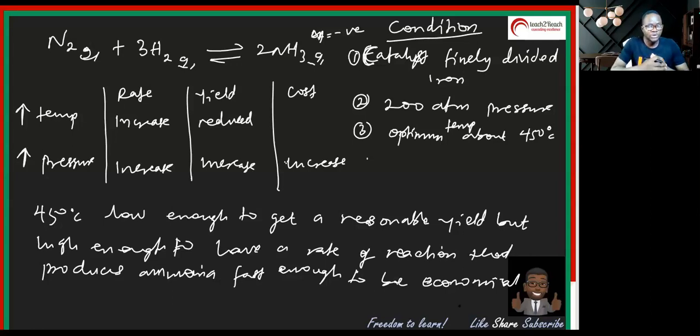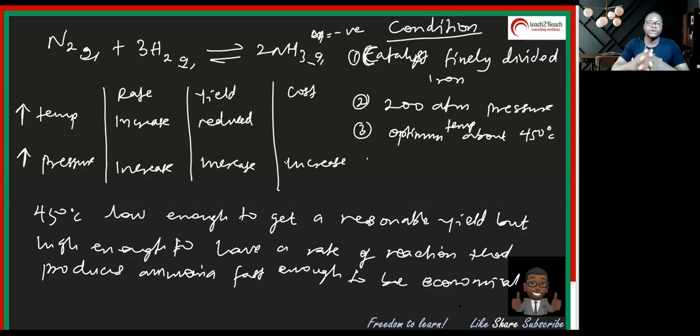So if you put everything together, you have a better understanding of how equilibrium is applied to industry. Looking at the Haber process here, 200 atmosphere: an increase in pressure increases rate and increases yield. The only thing is that it will increase cost of production, so we can't increase the pressure too much. So maybe 200 atmosphere is okay. It's reasonable enough to give us a reasonable rate, a reasonable yield of ammonia, and at a reasonable cost.